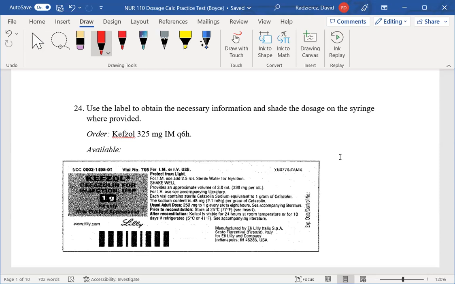It usually gets mixed in the pharmacy, but you might work in a clinical setting where you're going to be the one doing the mixing. And so that's what a reconstitution question is.